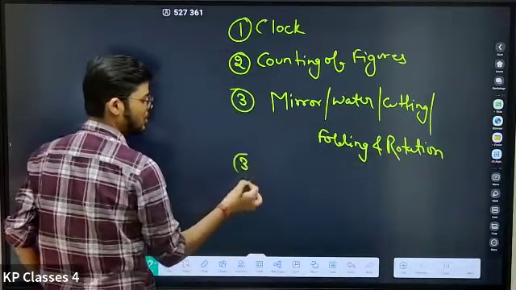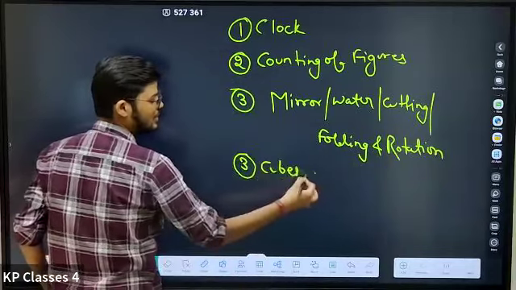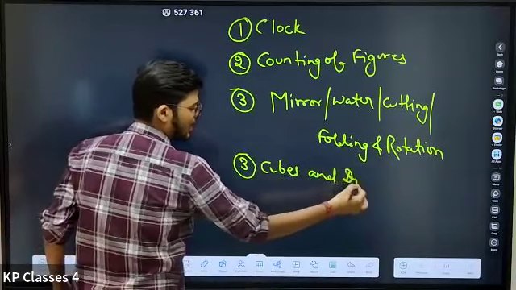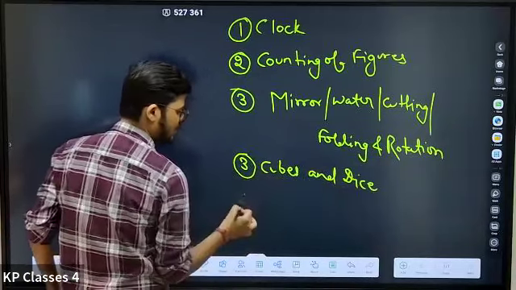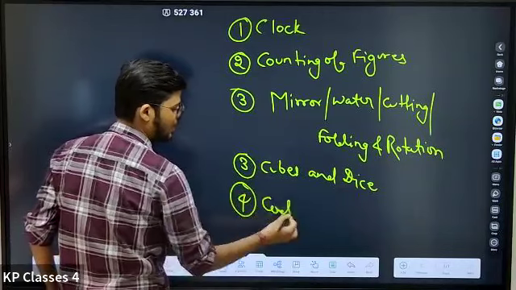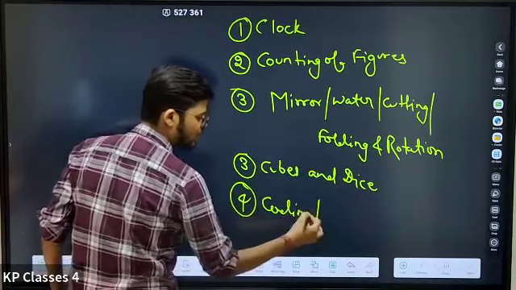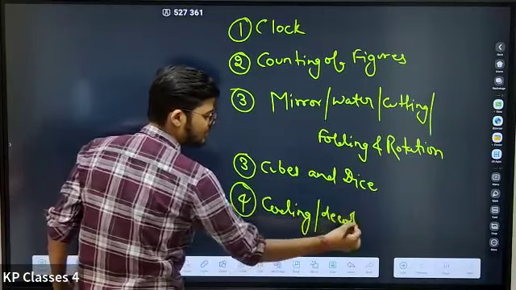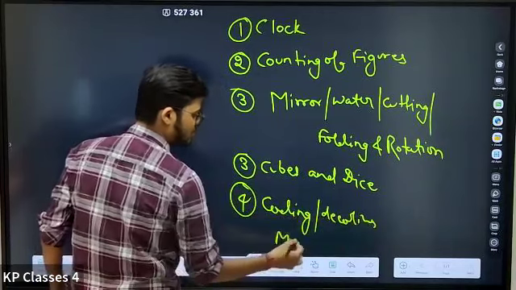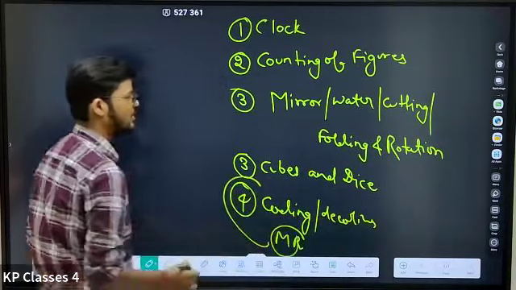And then after that, the third chapter that we need to do is going to be your cubes. And then after that, dice. And then some miscellaneous chapters are there, which are like coding and decoding. Then after that, your sequence and series, mathematical reasoning. So these are some miscellaneous topics that we'll be covering.